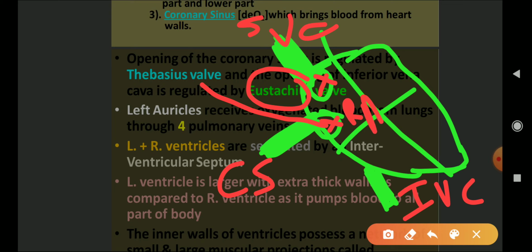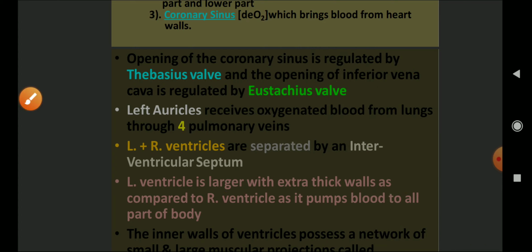This one is the right auricle, this one is the left auricle, this one is the right ventricle, and this one is the left ventricle. The right auricle has two openings. One opening is from the superior and inferior vena cava, controlled by the Eustachian valve, and another is the coronary sinus, which has a controller, the Thebesian valve. I hope I made it simple. If you have any doubts, please let me know.